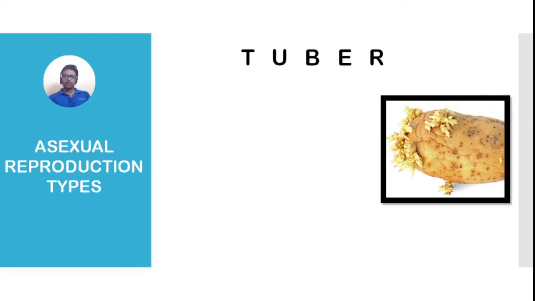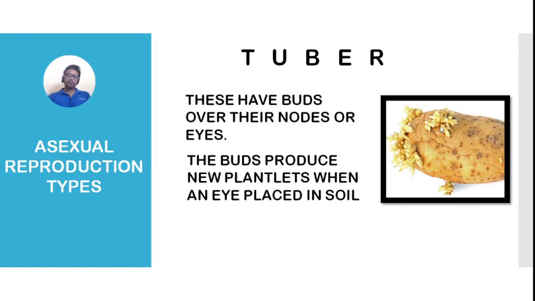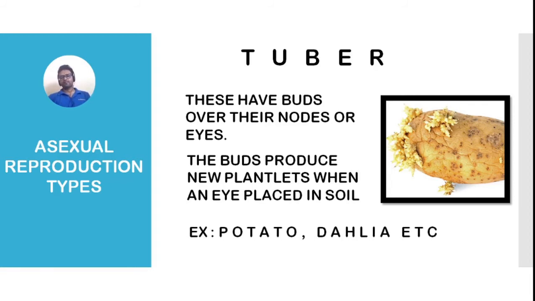Okay. The next one is tuber. Again, tuber is a modification of underground stem. You see, these are the nodes, and from these nodes, these buds arise. You see, these are the buds that arise from the nodes. And when these buds are placed under the soil, they can give rise to new plant parts, and it is commonly seen in potato and dahlia.